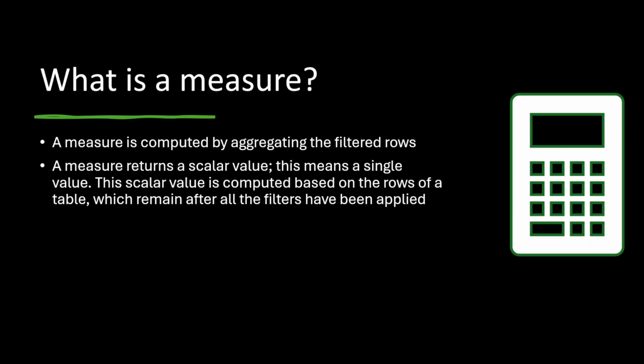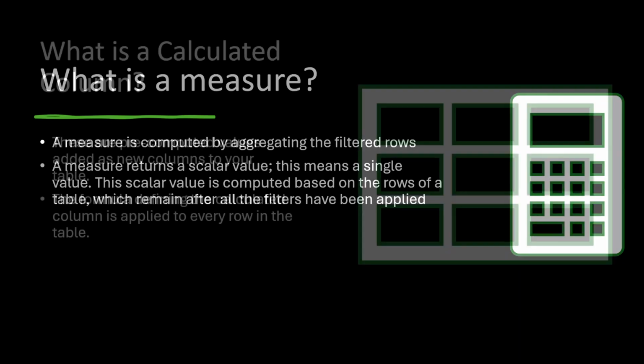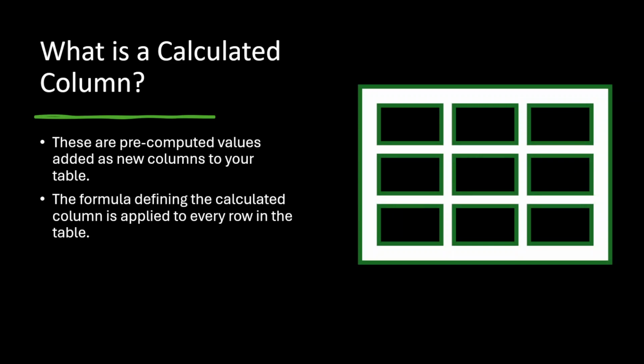So it returns a scalar value, or a singular value, and this scalar value is computed based on the rows of a table which remain after all the filters that have been applied. So first all your filters are getting applied and then your measure gets calculated. And what is a calculated column?